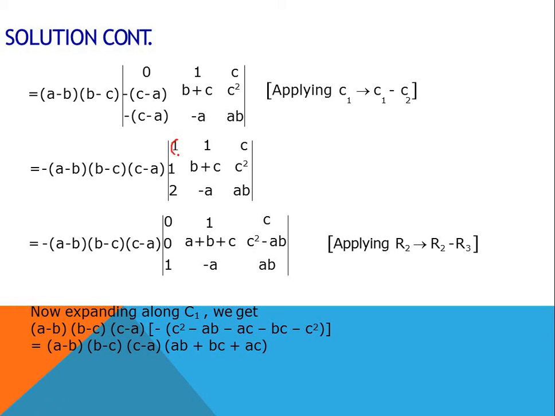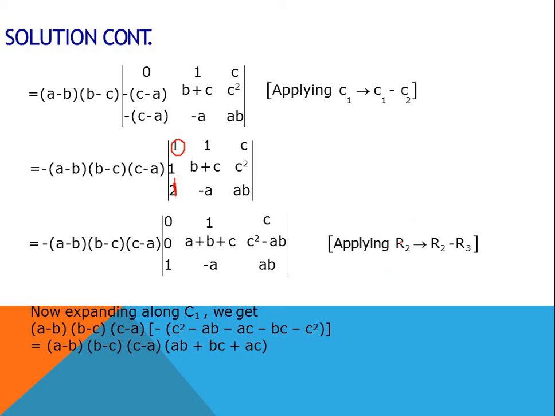So there is a mistake over here. Here it will be 0, then 1, because minus C minus E is taken out as common. So you will get 0, 1, and here it will be also 1. Okay, so 0, 1, 1 in the first column. Second column as 1, B plus C minus A, and third as C, C square, AB. Then we will follow the operation R2 as R2 minus R3.